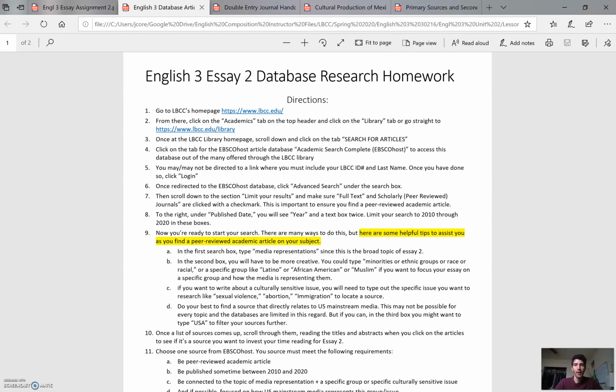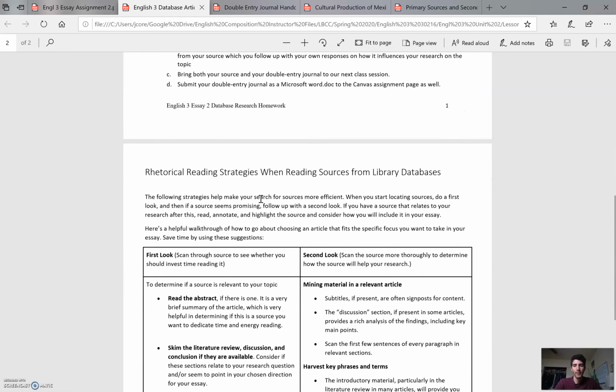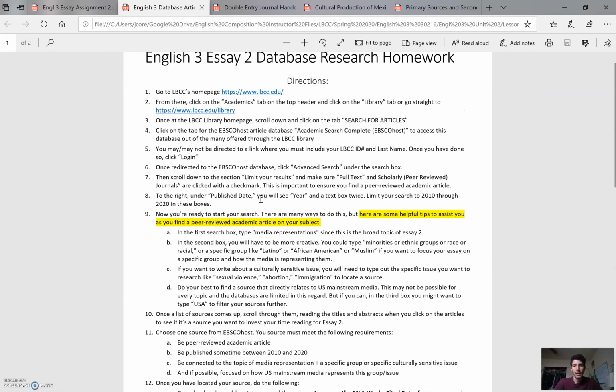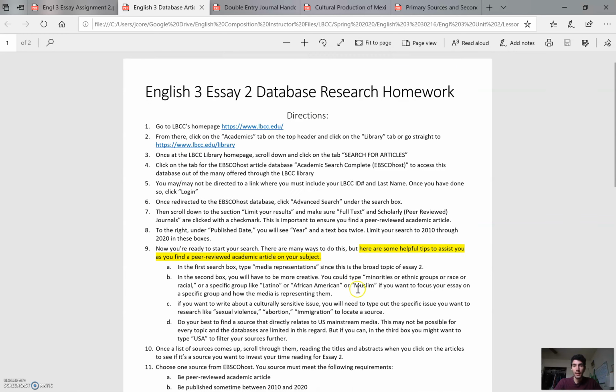So in this video, I want to summarize how to do a database research for Essay 2. As you see my screen, I have the directions to do this, and this is all in a handout that you can find on Canvas. It gives you directions on how to find a source, what you should be putting in the boxes, and then what you should be saving.